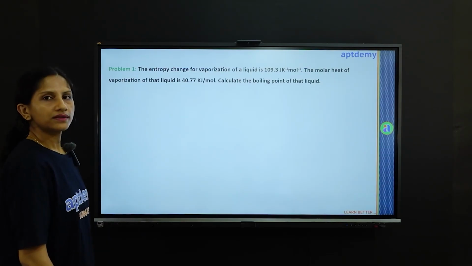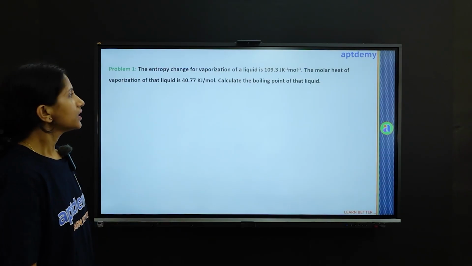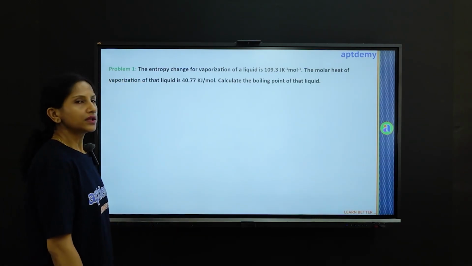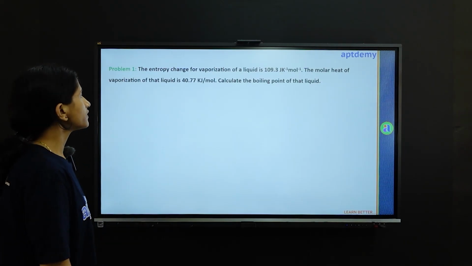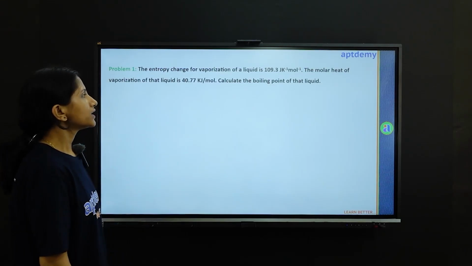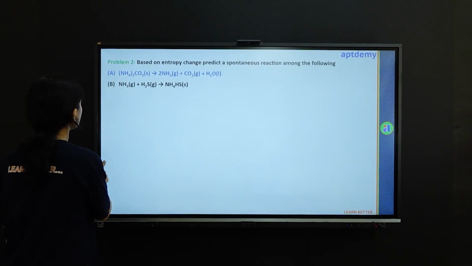So problem 1 is asking: the entropy change for vaporization of a liquid is 109.3 joule per Kelvin per mole. The molar heat of vaporization of that liquid is 40.77 kilojoule per mole, and they are asking to calculate the boiling point of that liquid. Now let's start to solve this problem.